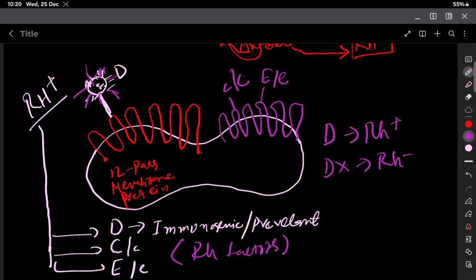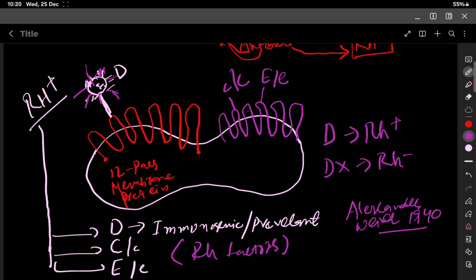This antigen was discovered by Karl Landsteiner, who discovered the ABO system of blood grouping, and the second person with him was Alexander Wiener. They discovered this in 1940, and it was first discovered in a monkey, the rhesus macaque, and hence it's also known as Rh factor or rhesus factor.